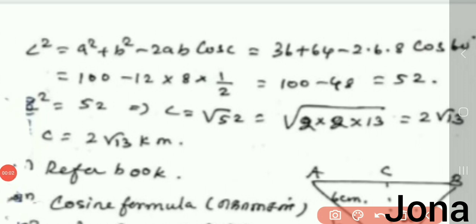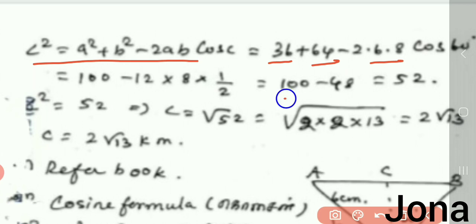Here I want to take the cosine formula: C square equal to A square plus B square minus 2AB into cos C. So substitute all the values given in that. Instead of A, that is 6, that is 36, plus B is 8, that is 64 here, minus 2 into 6 into 8 into cos 60 degree.